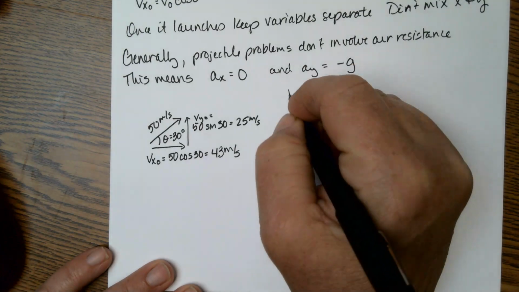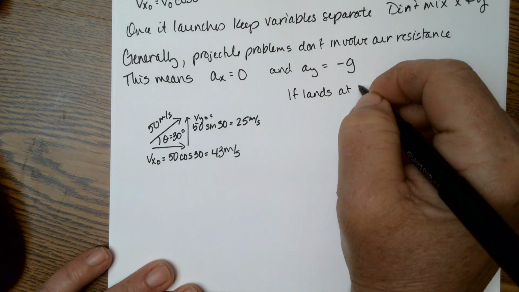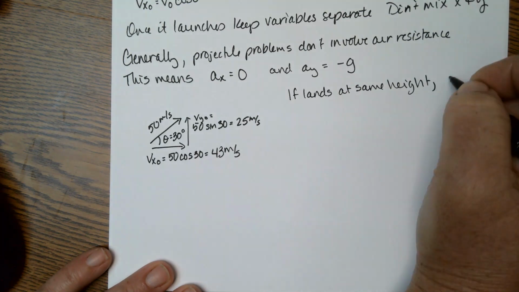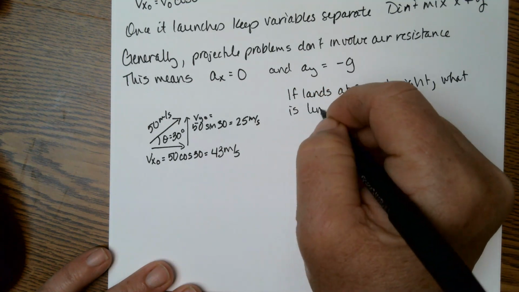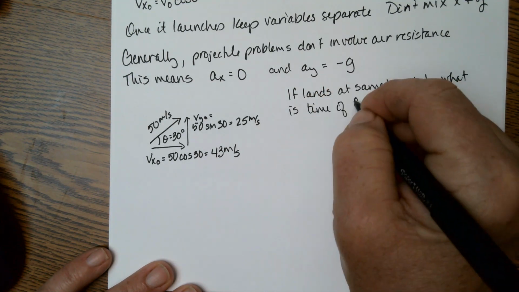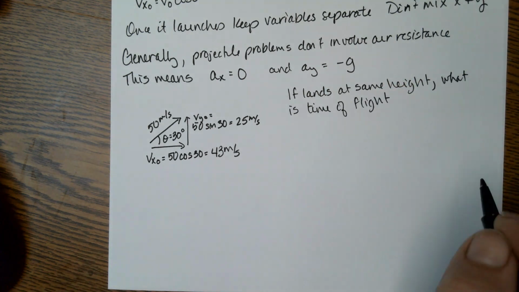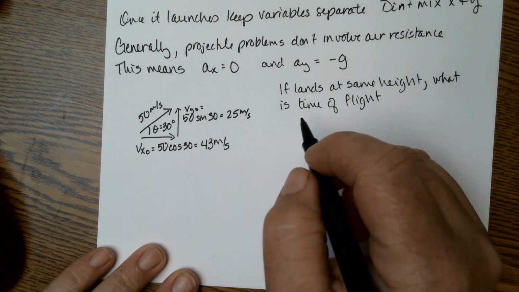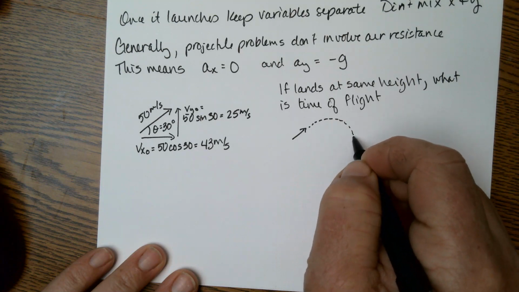If it lands at the same height, what is my time of flight? Time of flight is something that we have to do a lot with projectile motion. So what is its time of flight? So we know that it's going to launch like this, it's going to go over, and it's going to land over here.